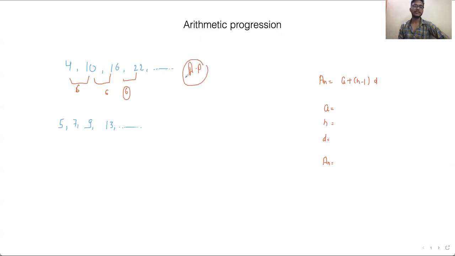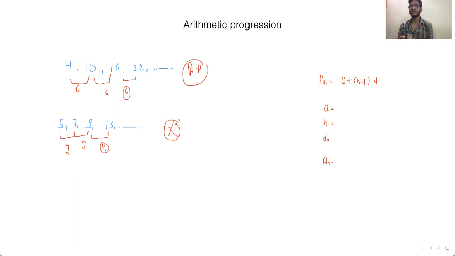So the next series is 5, 7, 9, 13, and so on. We have to check whether this series is an arithmetic progression or not. How can we check that? Simply, the difference between two consecutive terms should always be the same. The difference 7 minus 5 equals 2. The difference 9 minus 7 equals 2. But the difference 13 minus 9 equals 4. So we can say that this series is not an arithmetic progression.